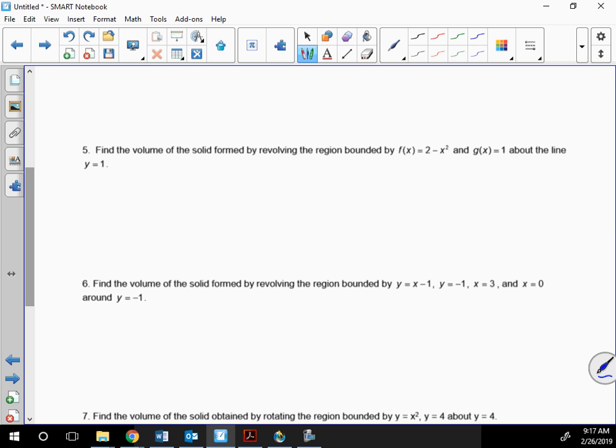Find the volume of the solid formed by revolving the region bounded by that, and y equals 1, around the line y equals 1. So I've got 2 minus x squared. I personally like to write it like this. I have an easier time recognizing what's happening. So I have a parabola that's been flipped upside down and shifted up. And I'm going to just label this as f of x, since they called it f of x. All right, and it says bounded by that and y equals 1.